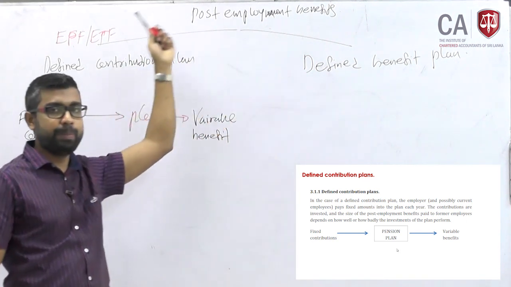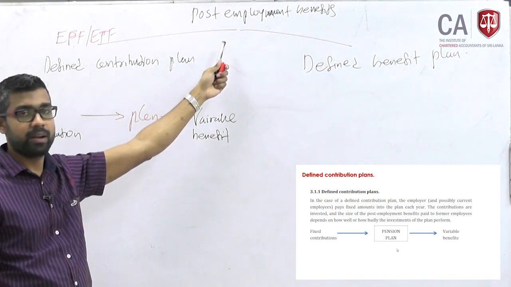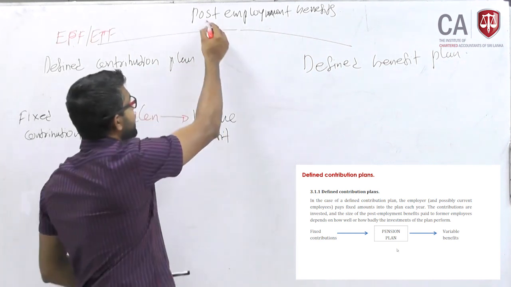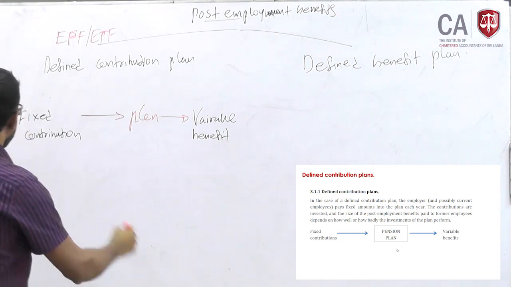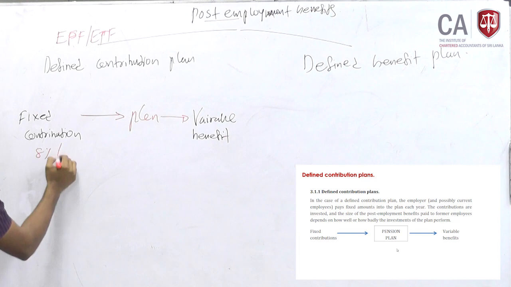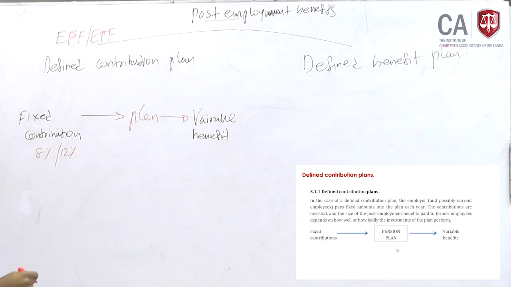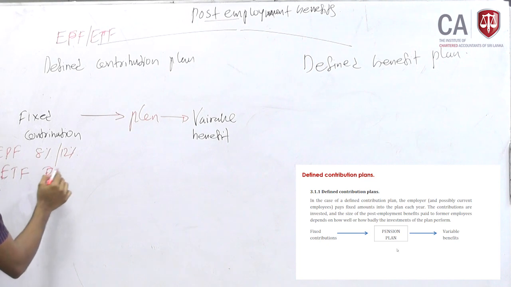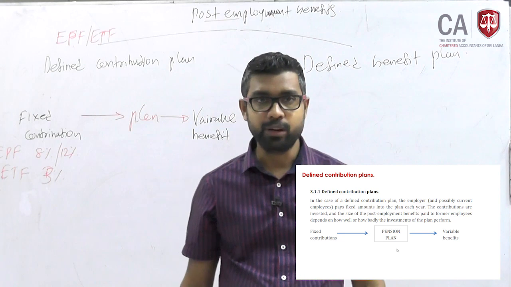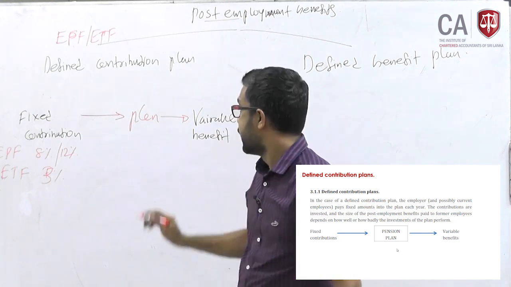Post-employment benefit: for EPF and ETF, you are eligible after employment. This is a post-employment benefit. Is it a fixed contribution? Yes. 12% from the employer and 8% from the employee, for EPF. For ETF, 3% from the employer. It's a fixed contribution. Correct?